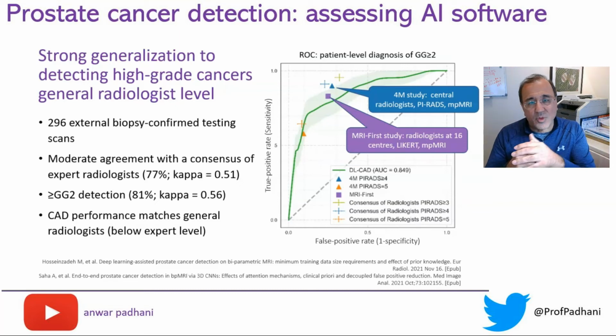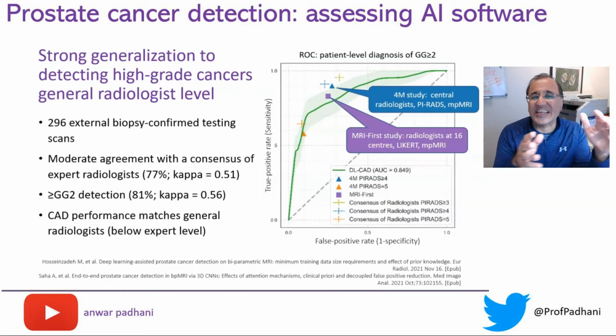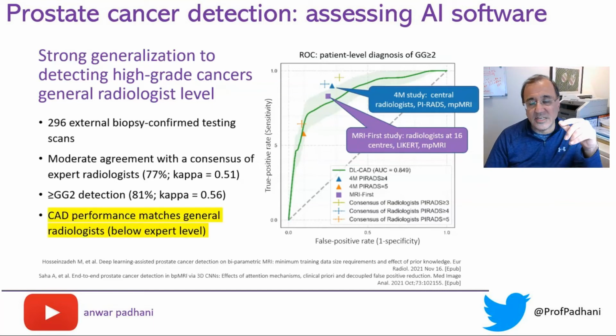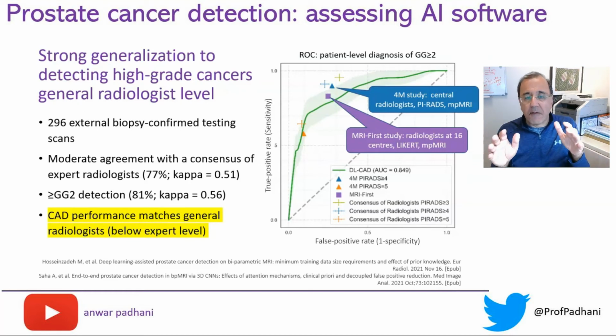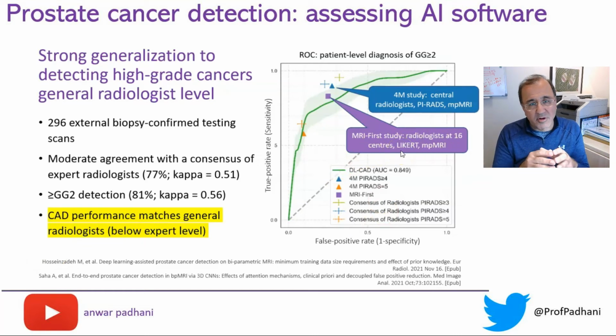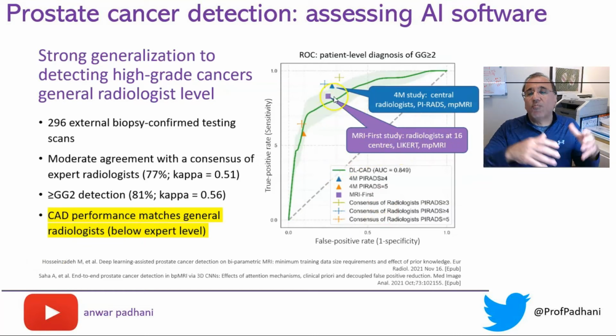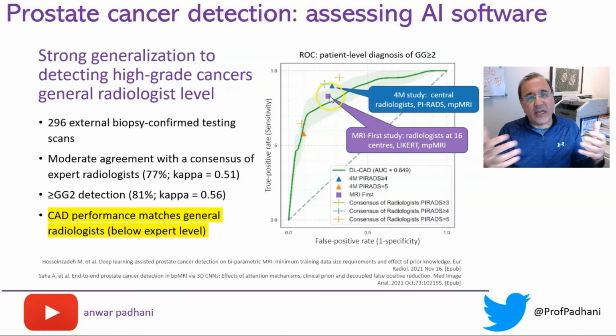Another study with a different software has also looked at this ability of AI to detect clinically significant cancers. And in this particular instance, what you'll notice is that the CAD performance matches that of the general radiologist. So the general radiologists, for example, in the MRI first study, were 16 general radiologists working in clinical practice.